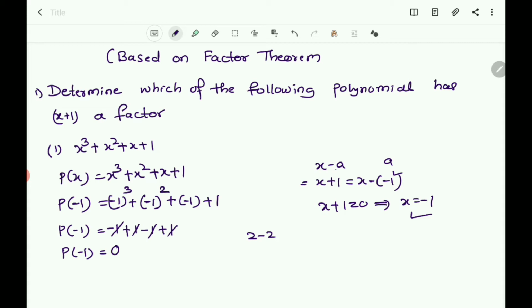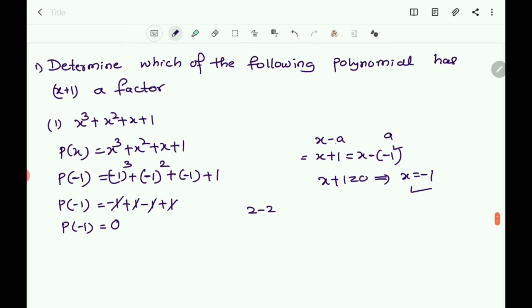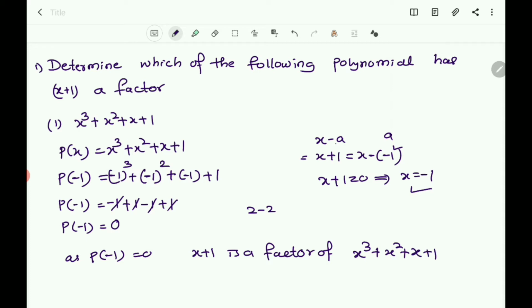As you got p of minus 1 is equal to 0, then you can say that x plus 1 is a factor of the given polynomial p of x, that is x cube plus x square plus x plus 1. As p of minus 1 is equal to 0, you can conclude x plus 1 is a factor of x cube plus x square plus x plus 1.